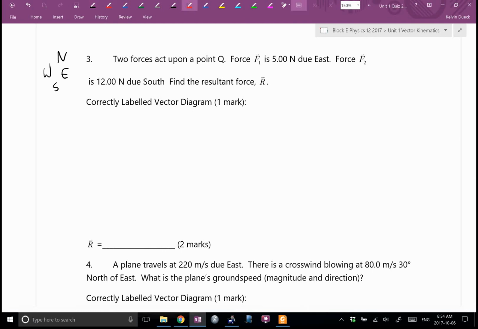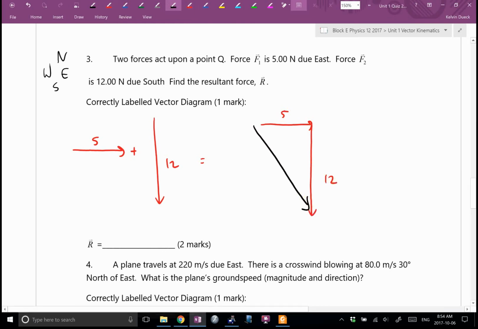Force F1, 5 newtons east, plus 12 newtons south. So if I add this together, 5, 12, and I think the resultant is that bad boy. That gets you 1 mark.